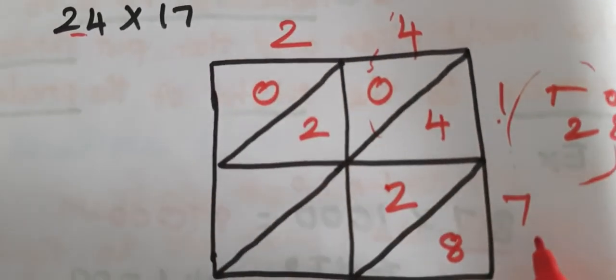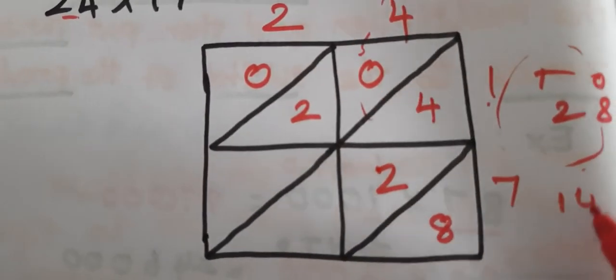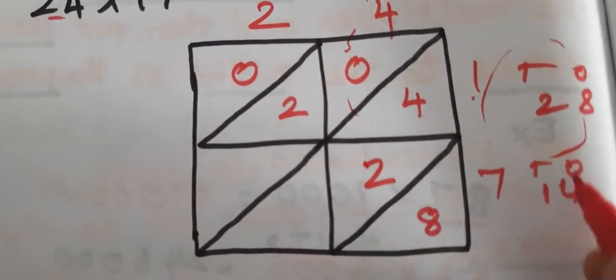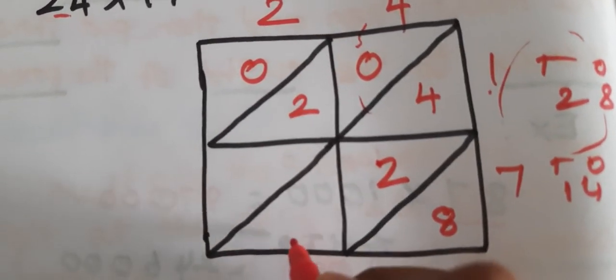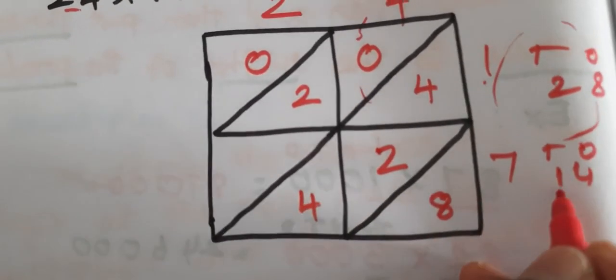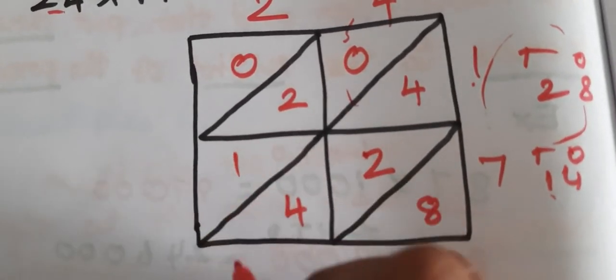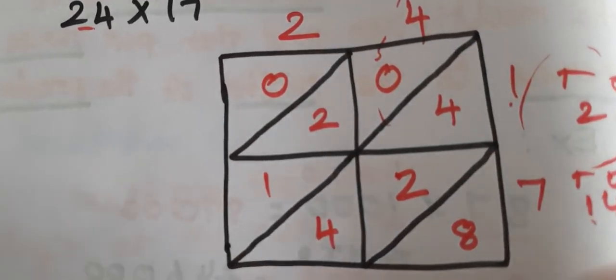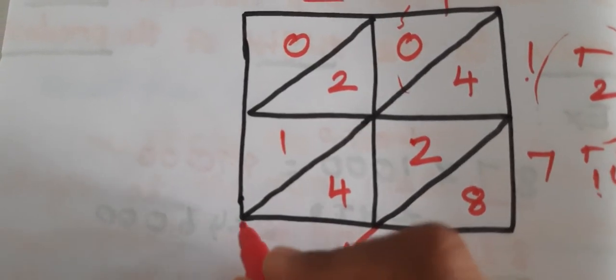Next, 2 into 7 is 14. So 14 is also a 2-digit number. Ones and tens. So the ones number, where do we write it, here or here? Yes, here only, the 4. The tens place number? Yeah, here. Do you have any doubts? Now we have to add the numbers inside the boxes.